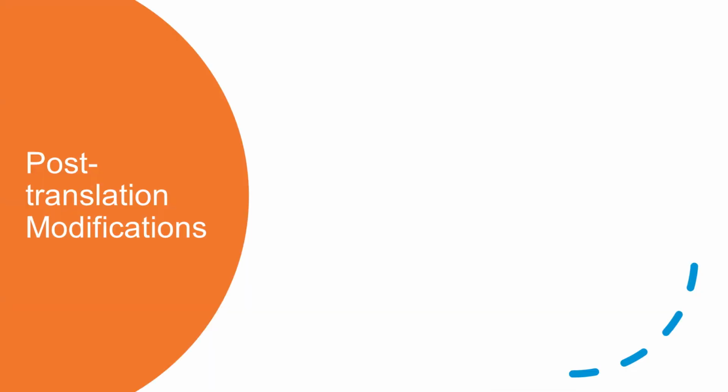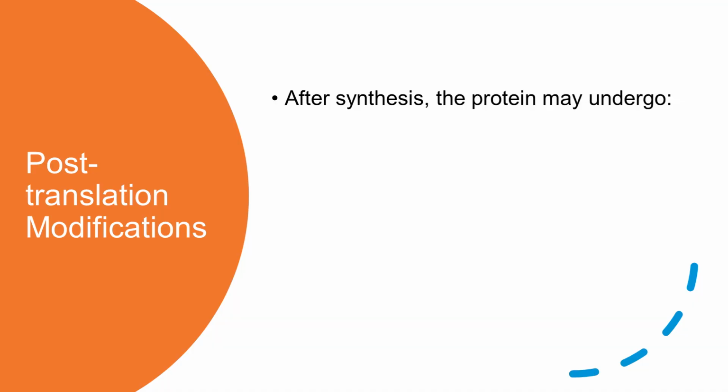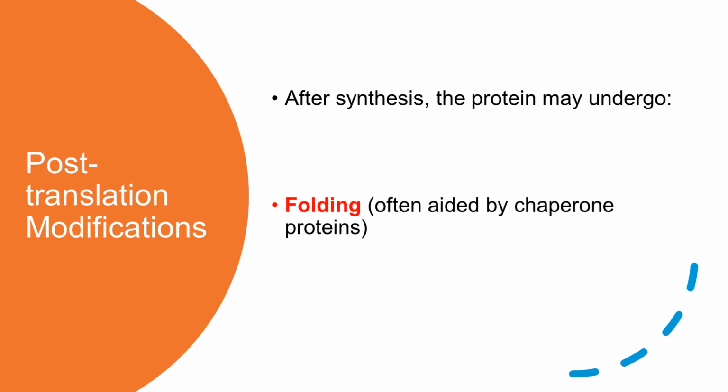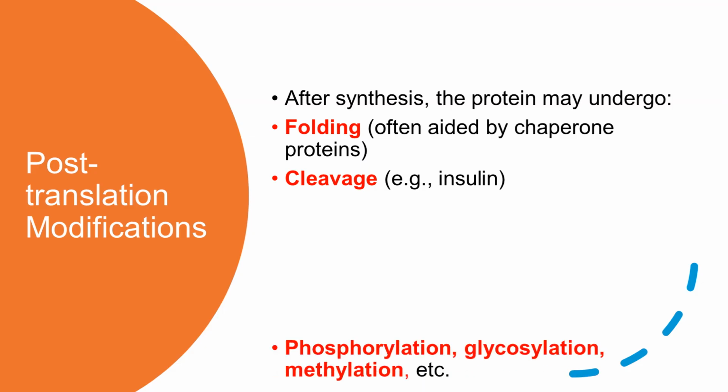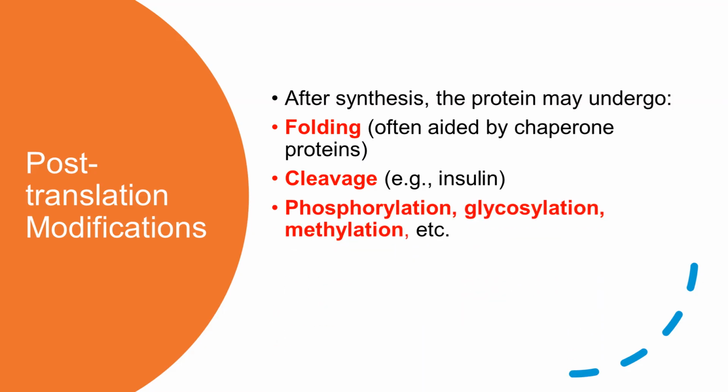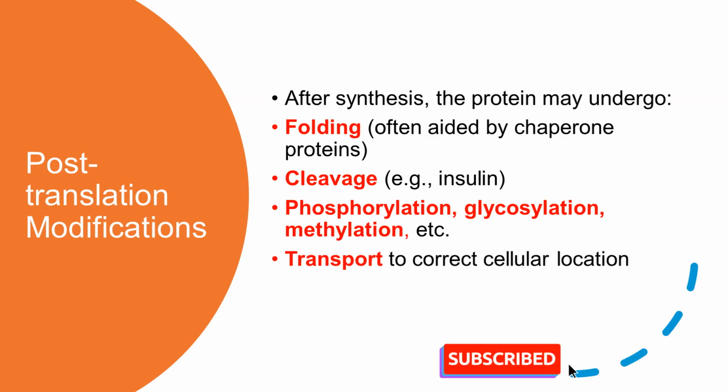5. Post-translational modifications. After synthesis, the protein may undergo folding, often aided by chaperone proteins. Cleavage, e.g., insulin. Phosphorylation, glycosylation, methylation, etc. Transport to correct cellular location.